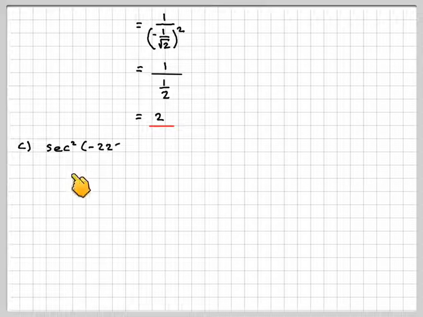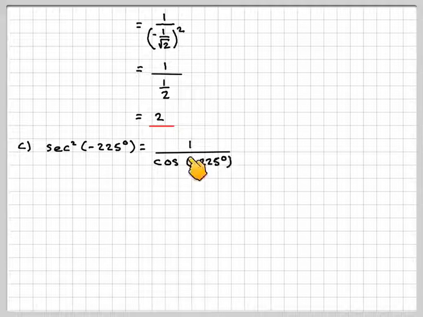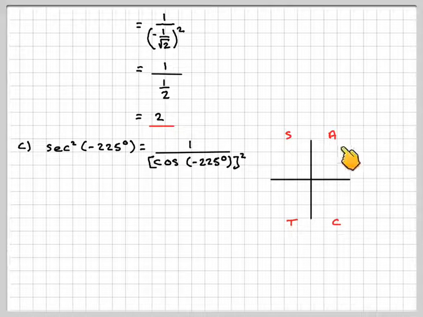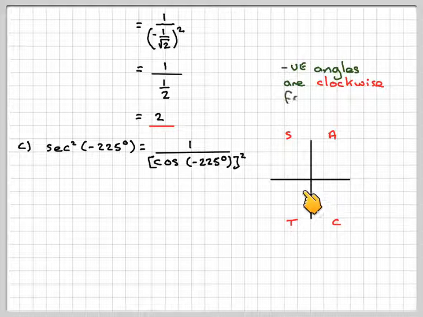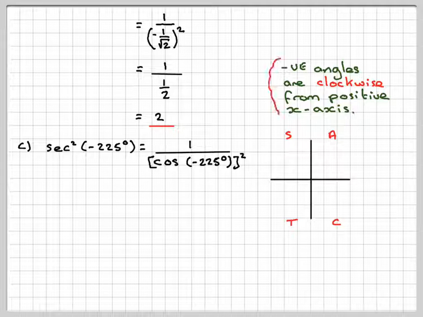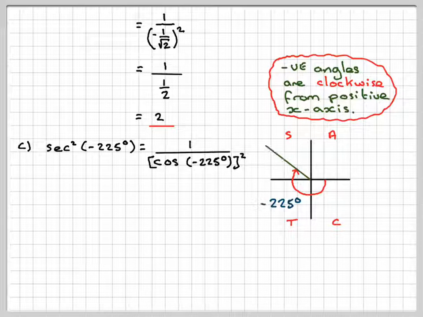In the final case, we've got sec squared of minus 225 degrees. So that's going to be 1 over cos of minus 225 degrees, all squared. Notice it's in brackets. Got our South Asian Tennis Club. Now, angles which are negative go this way round the circle. So my angle here, minus 225, is here. We need to find this angle here. So that's going to be 45 degrees, as 225 minus 180 will give 45 for that one there.